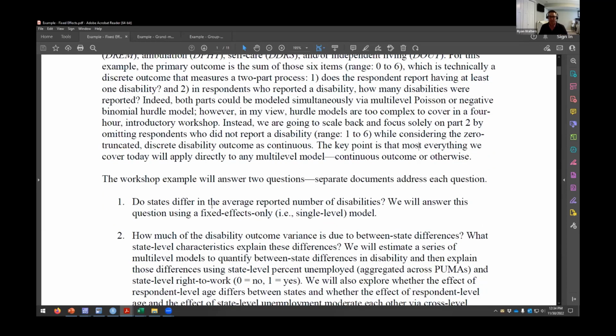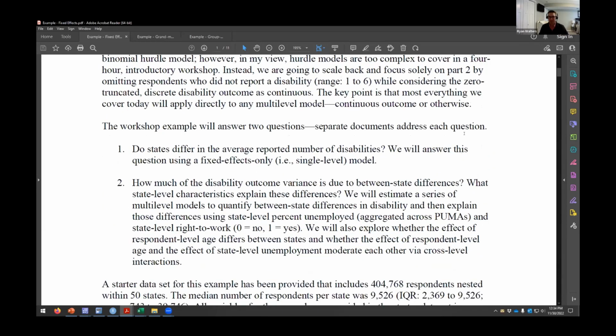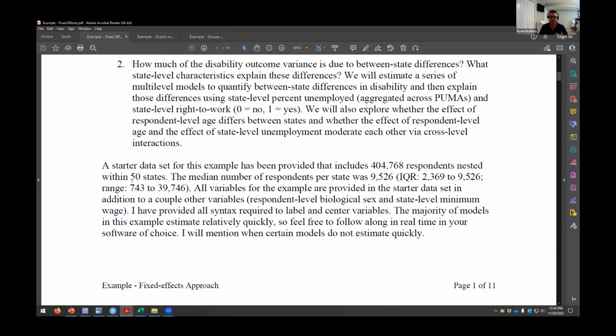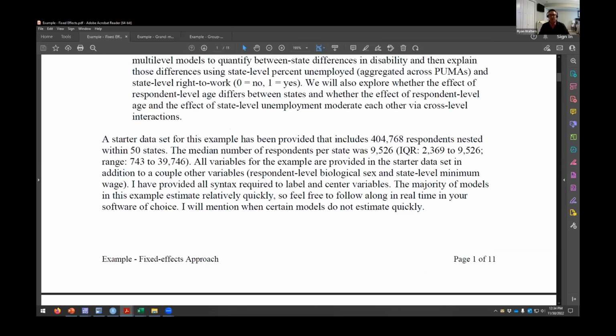So this workshop, again, is going to answer 2 questions. Separate documents address each question. Do states differ in the average reported number of disabilities? This is what we were just talking about earlier, a fixed effects only model. The second question is how much of the disability outcome variance is due to between state differences, and what state level characteristics explain these differences. Question 2 is going to be answered by the multi-level model that we're going to come back to very quickly.